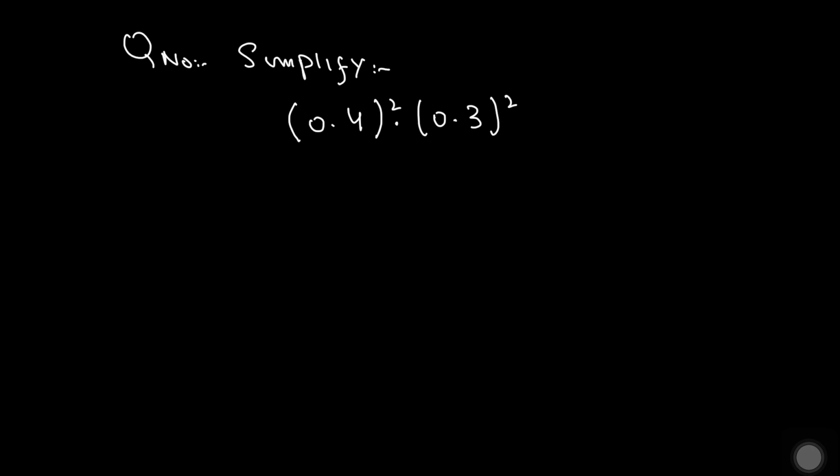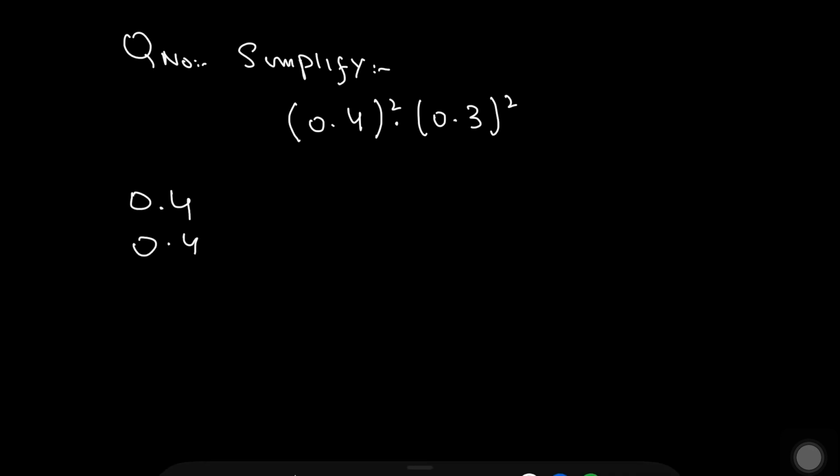So here, 0.4 multiply 0.4. 4 times 4 is 16, and 4 times 0 is 0. So here we write the 1, 6, multiply 0: 6 times 0 is 0, and 0 times 0 is 0. So 16, 1, and 0, and put the point after two decimal places from right to left: 0.16. So 0.16 we write here.